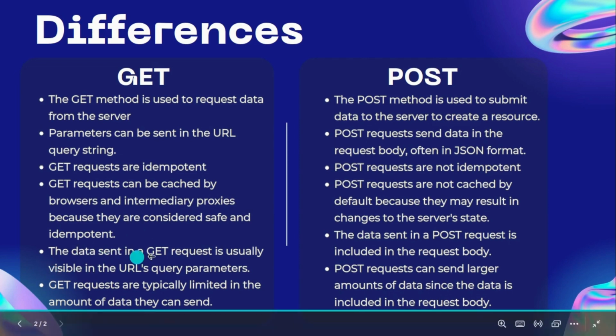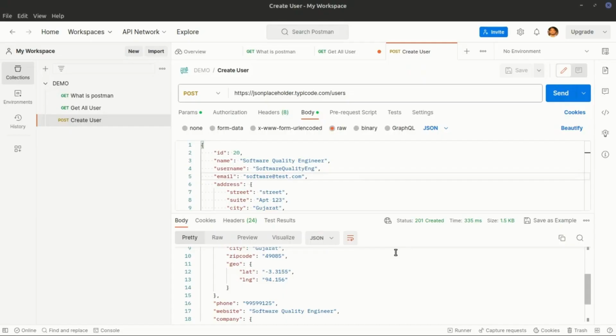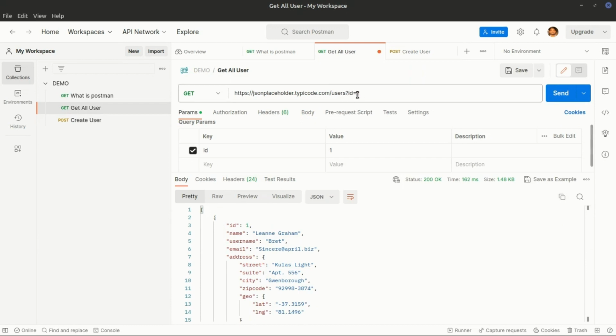Now let's see the next difference. The data sent in a get request is usually visible in the URL query parameter, but the data sent in post request is included in the request body, so it is not visible easily. So in this respect, get is not safe, post is safe. Okay, let's see in the application itself.